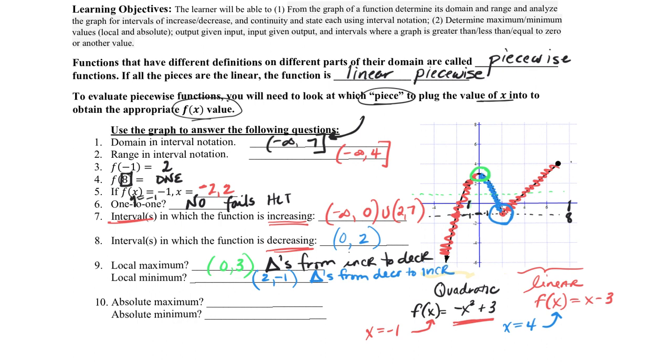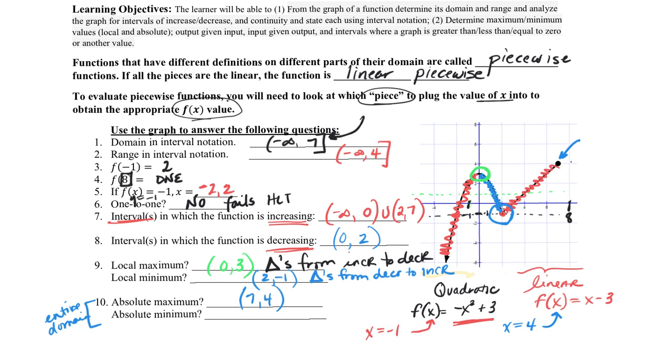Okay. Number 10, absolute maximum. So absolute maximum and absolute minimums are over the entire domain versus just the points around it. So the absolute maximum is the point that's higher than every other point on the graph. That would be here. That's my absolute maximum. That point is at 7, 4.